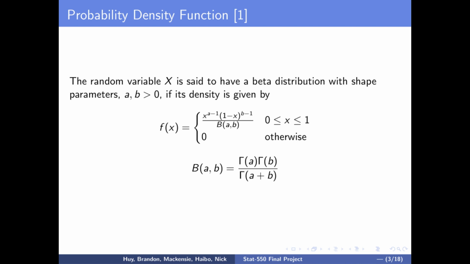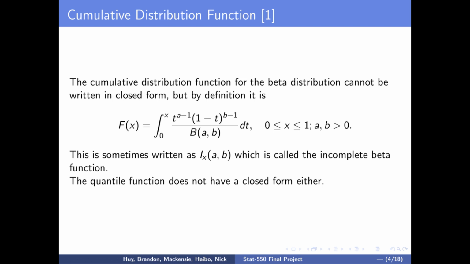The cumulative distribution function for the beta distribution, or CDF for short, cannot be written in closed form, but by definition it is F(x), which is equal to the integral from 0 to x of t to the a minus 1 multiplied by 1 minus t to the power of b minus 1, all over the beta function B(a,b) and multiplied by dt. And that is with respect to the value of x, which is in between 0 and 1, and with shape parameters a and b greater than 0. This is sometimes written as I_x(a,b), which is called the incomplete beta function. The quantile function, likewise, does not have a closed form either.